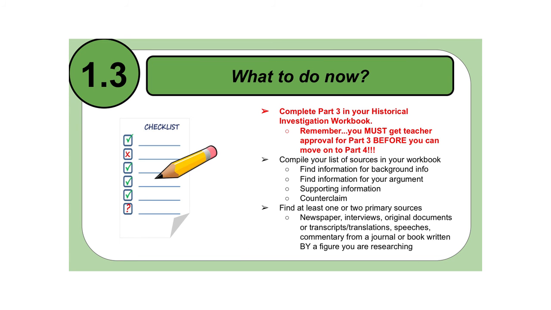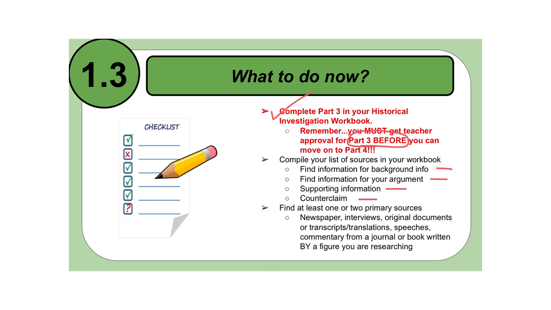So the question is now, what should I do? You should now complete part 3 of your historical investigation workbook. Remember, you must get teacher approval for part 3 before you move on to part 4. You want to compile a list of your sources in your workbook, find information for your background info, as well as information for your argument, as well as information supporting your claim and your counterclaim.